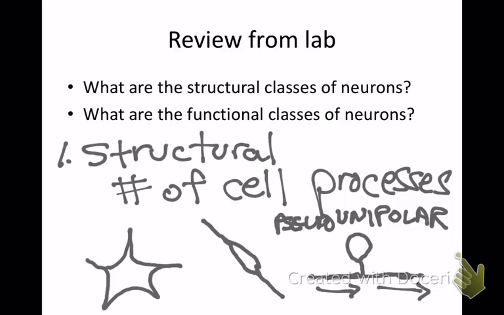So what do we want to call this guy in the middle that has one process where the impulses are coming in and one where the impulses are going out? What do you want to call that one? That's a bipolar neuron. It has nothing to do with the category of bipolar disturbance of the brain. Nothing to do with that.